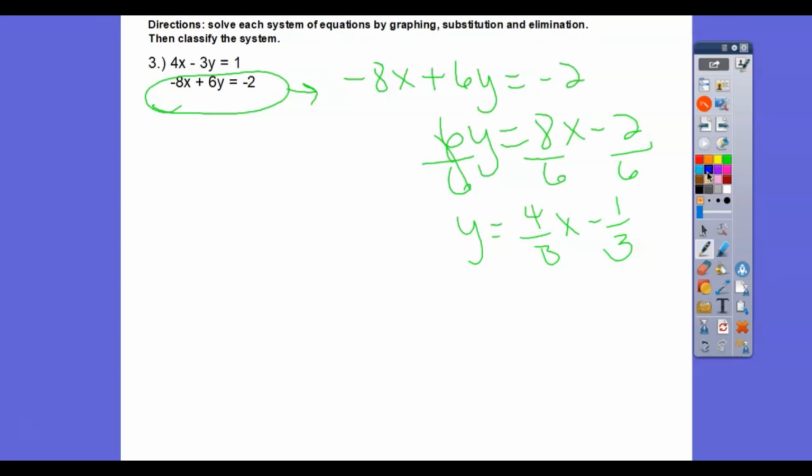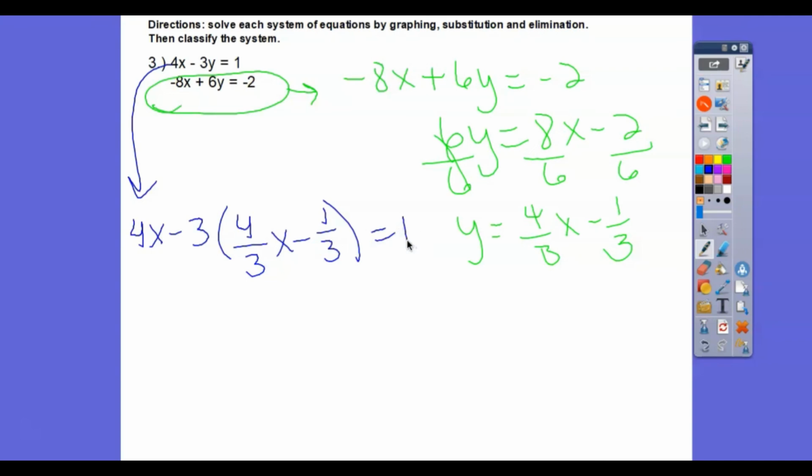So what you do now, since I used the bottom equation, is that I have to work with the top equation, and I'm going to rewrite 4x minus 3 times. And instead of y, I'm going to replace it with what y is equal to, which is 4/3 x minus 1/3. So that's equal to 1. So all I did was copy the equation from the top. So now you want to distribute.